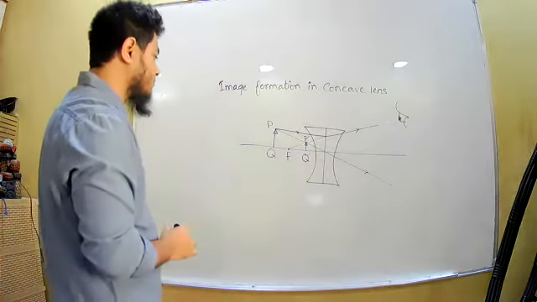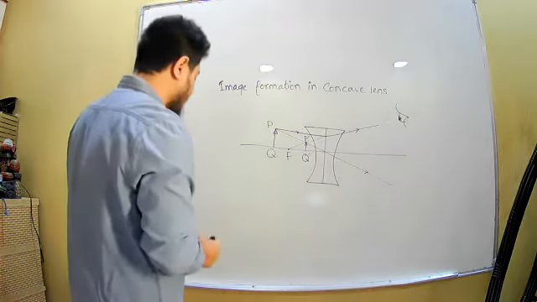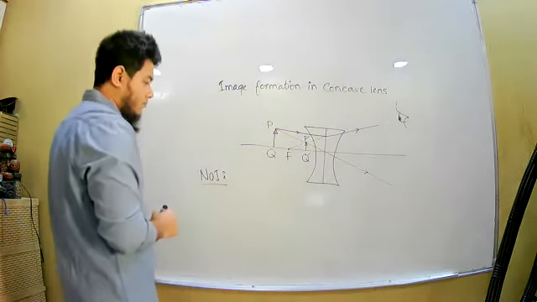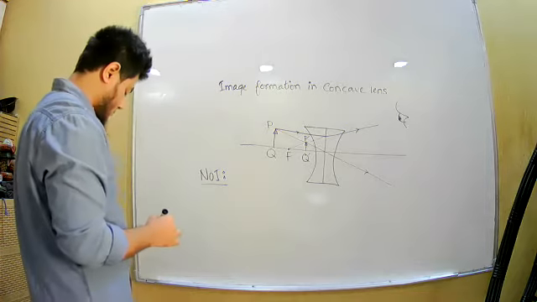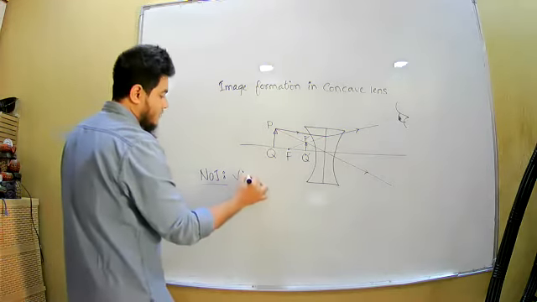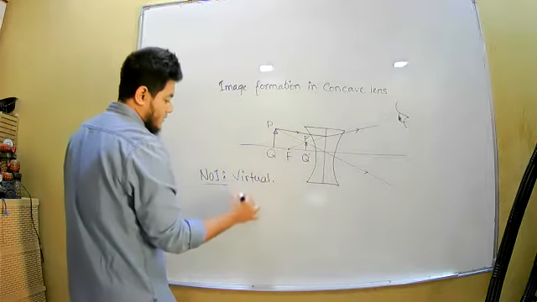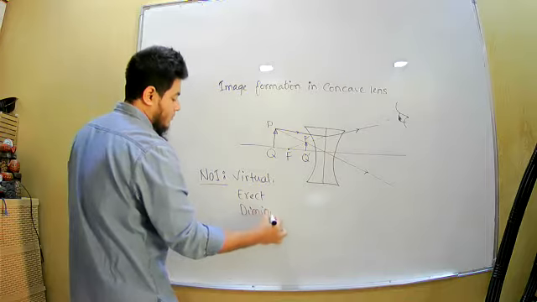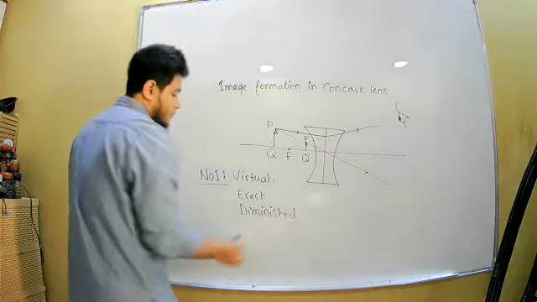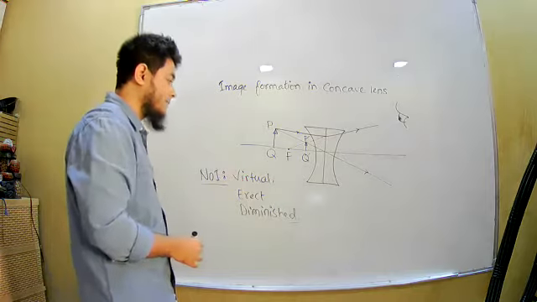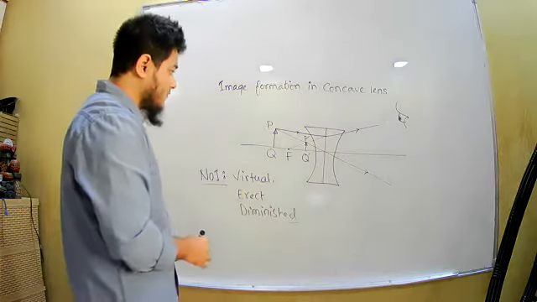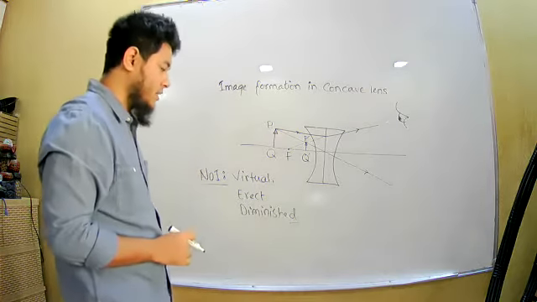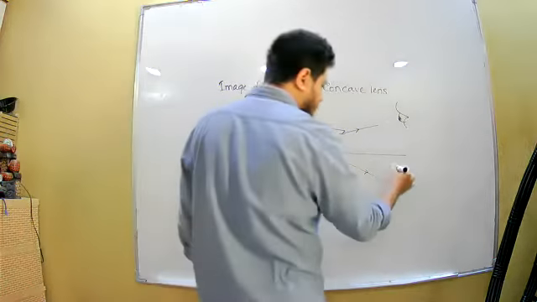This is the image. So can you tell me what is the nature of this image? Sir, nature of the image is virtual. Virtual, very good. Then direct, and it is diminished. Very good. That means you have learned. So virtual, erect, and diminished. Now, for all positions that you can keep in front of concave lens, the image is going to be the same.